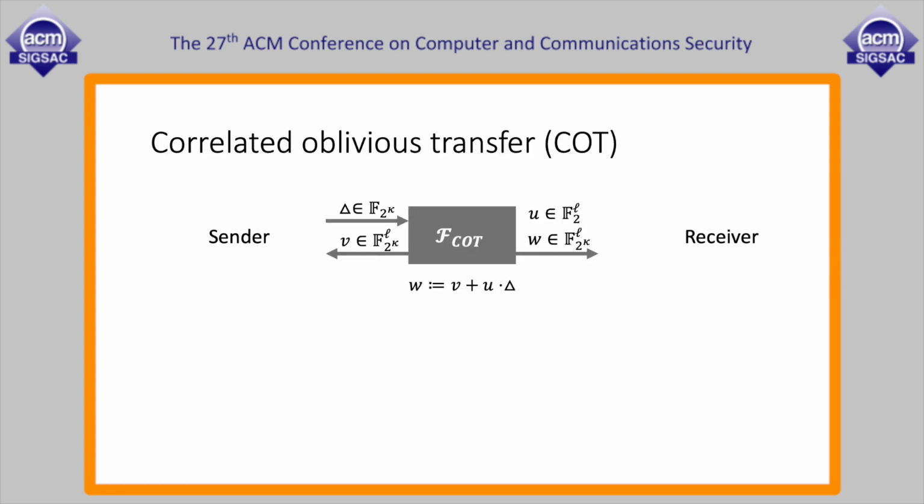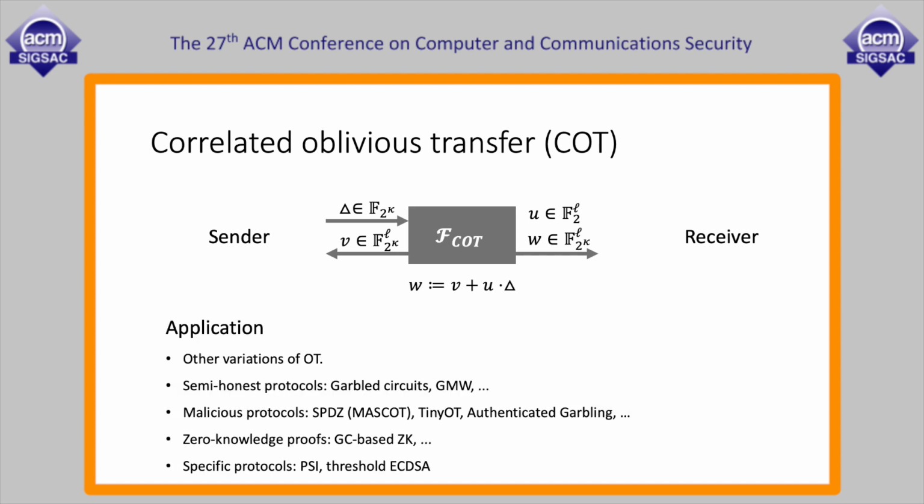First, let's take a look at the functionality of Correlated Oblivious Transfer, or the COT. The COT functionality generates correlated messages for the sender and the receiver. As we can see in this figure, the sender inputs a global delta. The functionality outputs V to sender and U, W to the receiver. The U consists of the choice bits. The V and W are correlated by the global delta. It is a powerful primitive and has many applications.